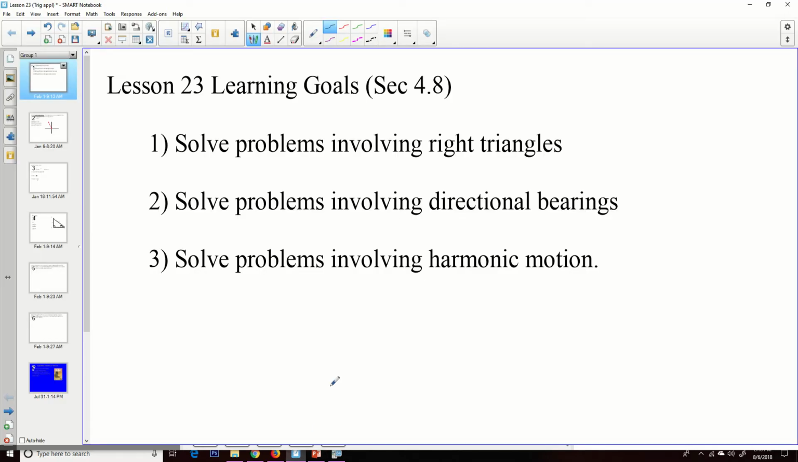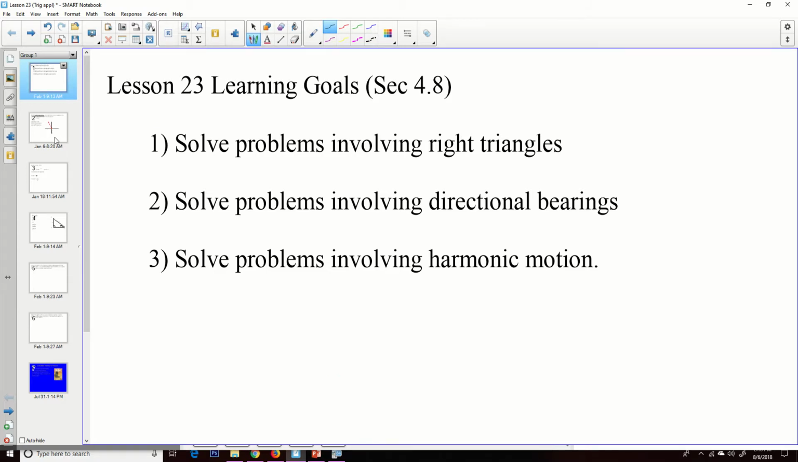Today we're going to solve some problems involving right triangles. We're going to solve problems involving directional and bearings, and solve problems involving harmonic motion. Now, the good news is that there's very little new math that goes with this. Most of it is a couple definitions that we're going to have, and everything is just applying all of the knowledge that we've learned so far in this particular unit.